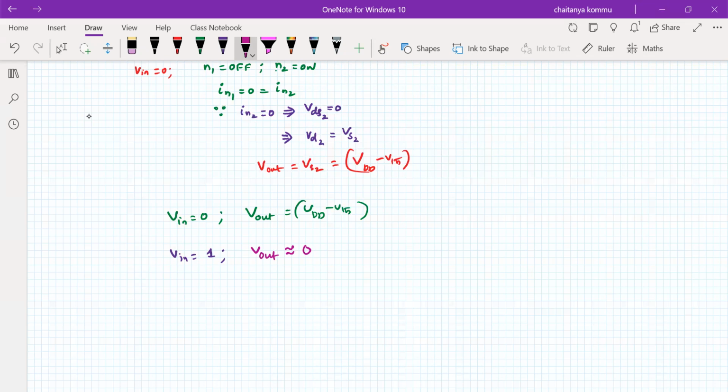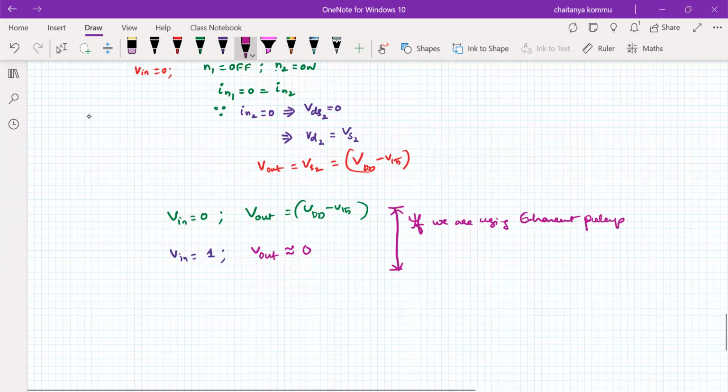That means that if you are using the enhancement pull-up, please remember that both the logic values are degraded.